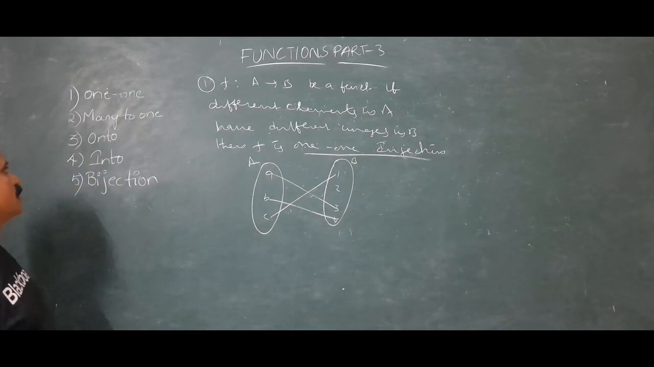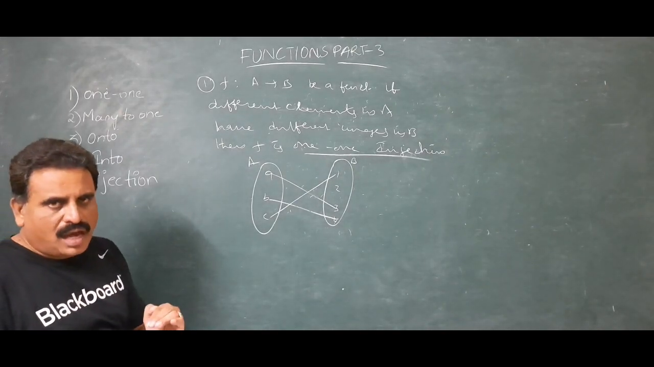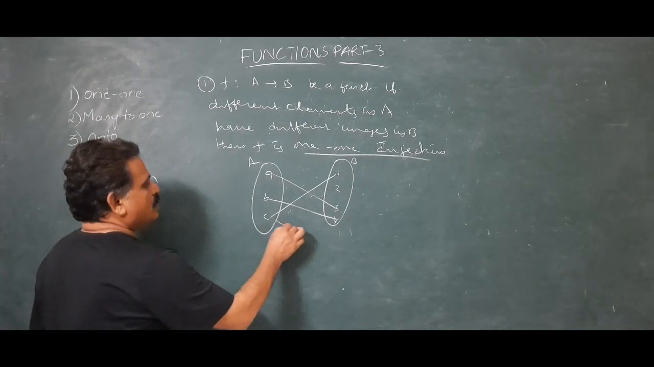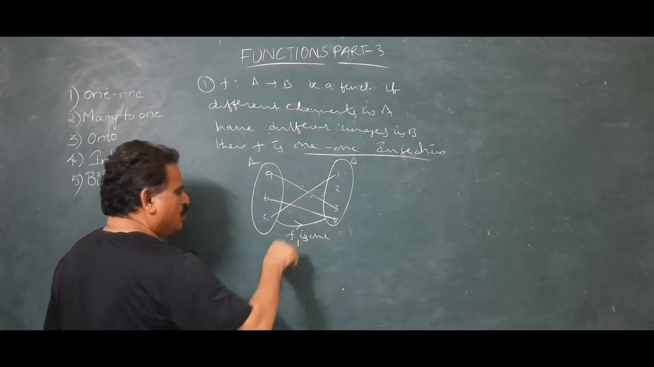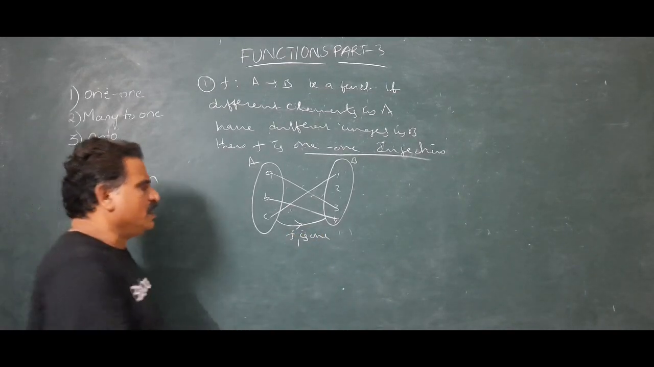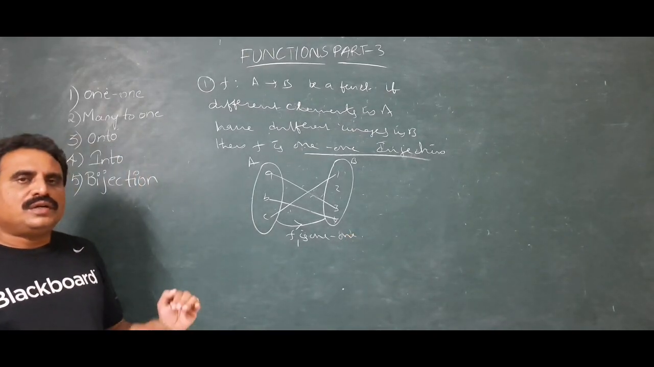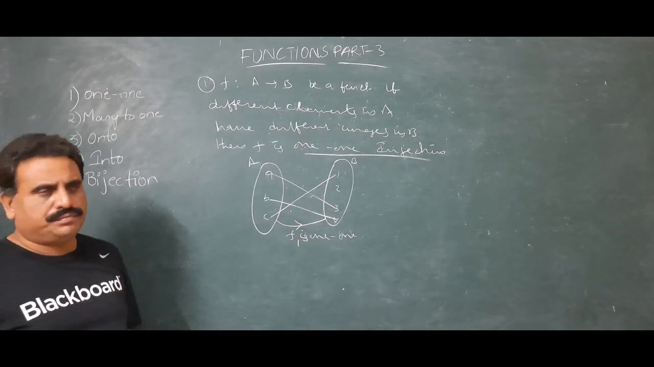Now we discuss many to one function. If it is not one-one, then that is called many to one. This function f1 is a one-one function. If it is not one-one, then that is many to one.